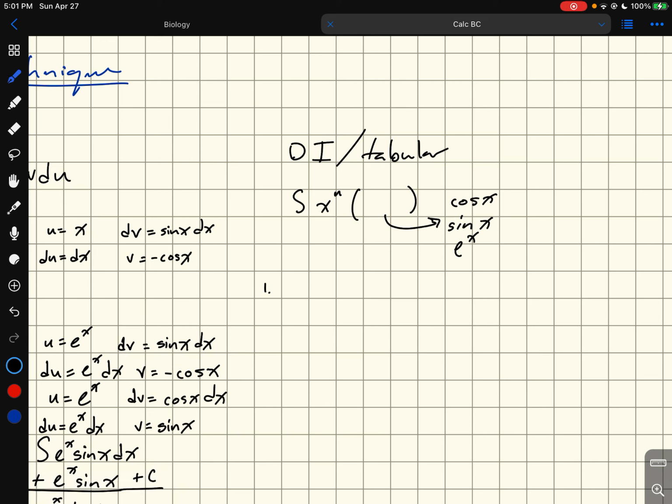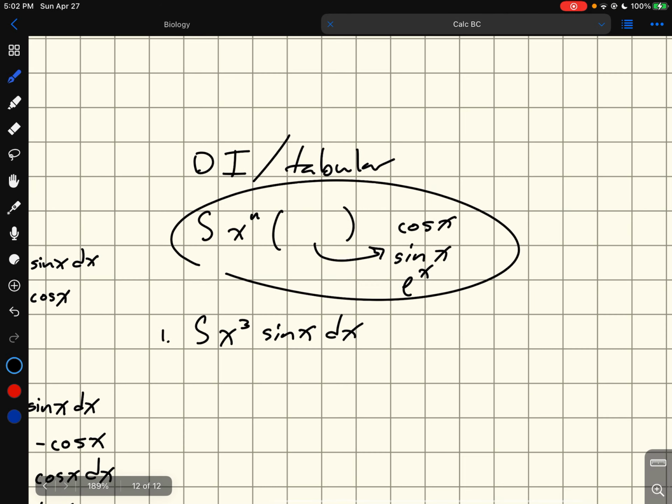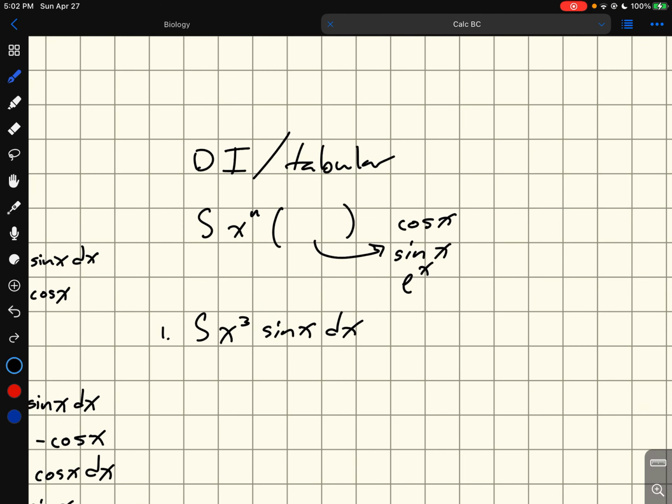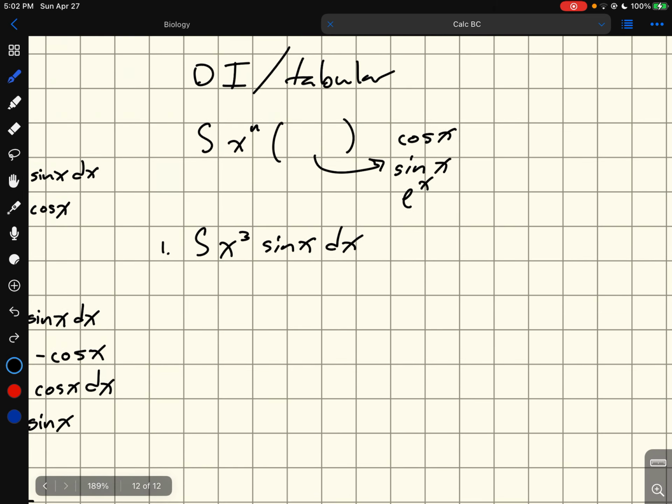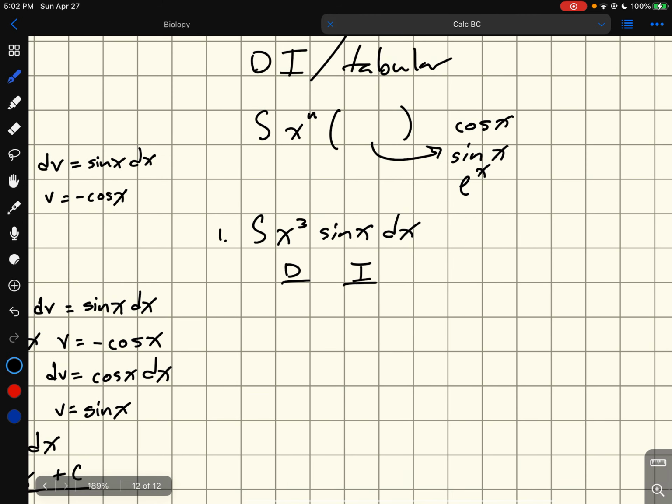Actually, I really like this technique, by the way. I just find it really fun to do. Let's say we have this. It follows this format because we have this cyclical sine x, and then x to a power. So now we're going to make a column labeled D and a column labeled I. This stands for derivatives and this stands for integration.